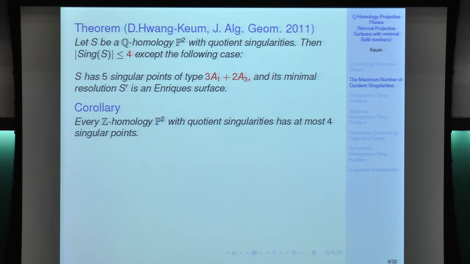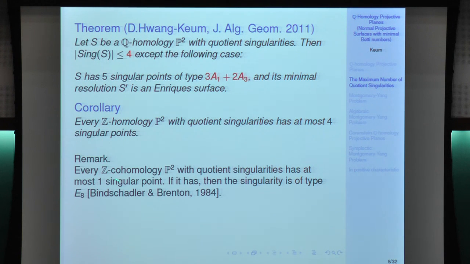Once you contract 9 smooth rational curves of Dynkin type 3A1 plus 2A3, these are still rational singularities, so it doesn't change the torsion or the fundamental group. So the surface S still has fundamental group cyclic of order 2, or first integral homology group cyclic of order 2. So it is not an integral homology P2.